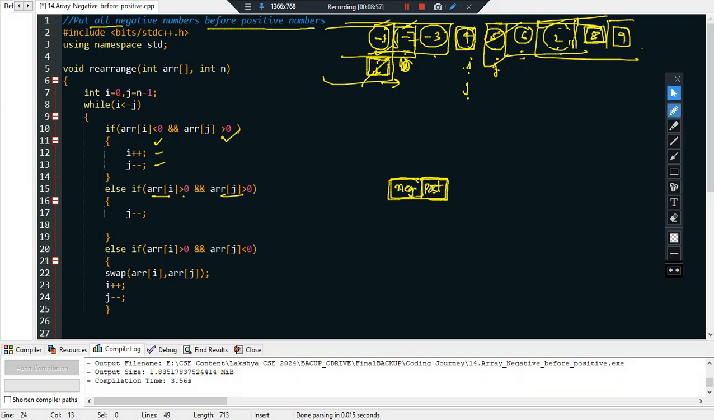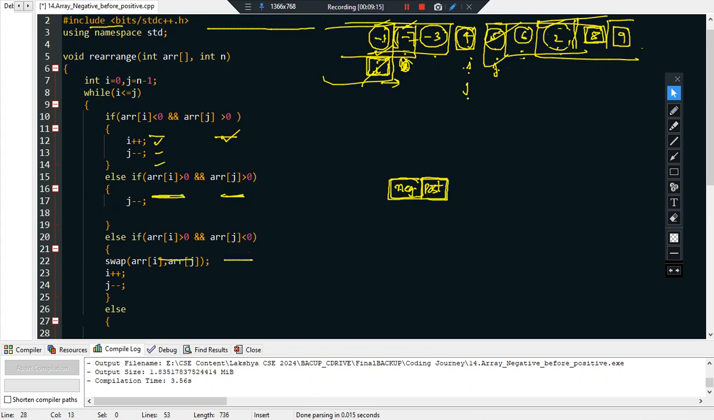Now you see, we have basically dealt with the condition when i is negative and j is pointing to positive. We dealt with the condition when array of i is positive and j is positive. We dealt with the condition when i is positive and j is negative, right? There is one more condition left, which says that else, the condition when both are pointing to negative elements.